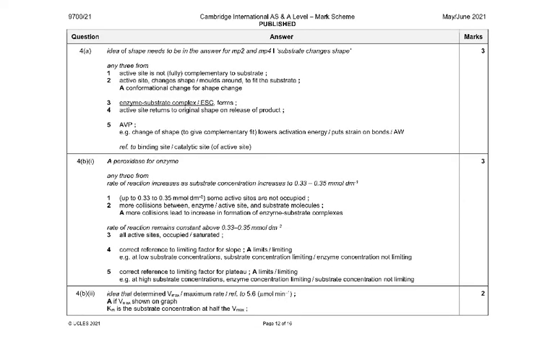As you can see here in the mark scheme, active site not fully complementary to substrate. Active site changes shape or molds around to fit the substrate. And there's an allow, it says A means allow conformational change for shape change. Then number 3, enzyme substrate complex forms. Now you see here ESC is allowed, enzyme substrate complex forms. So this is an abbreviation which is allowed. Then active site returns to original shape on release of product.